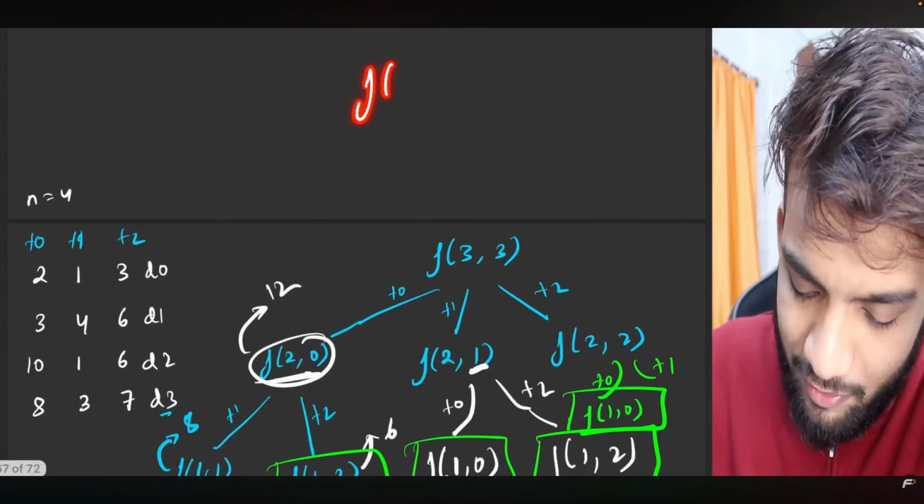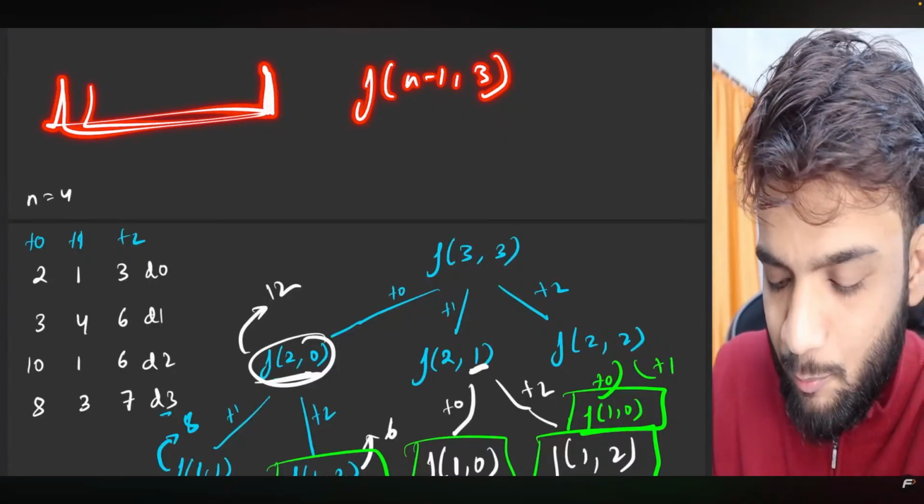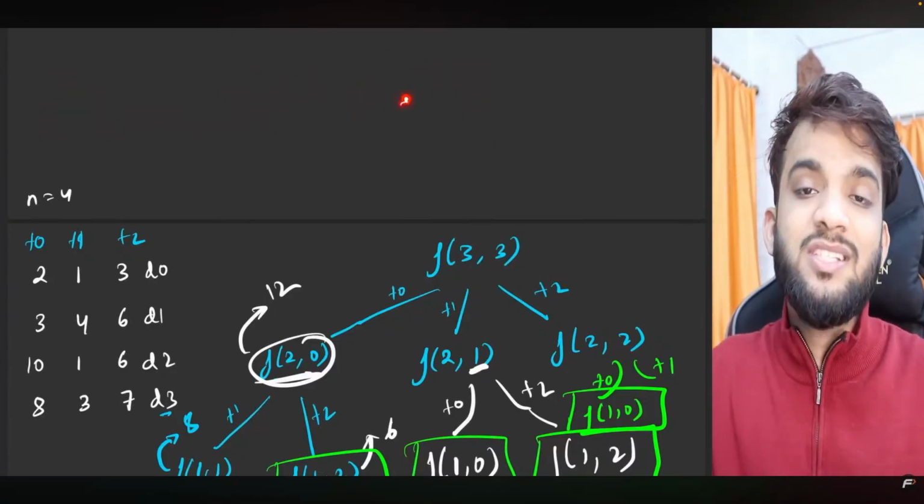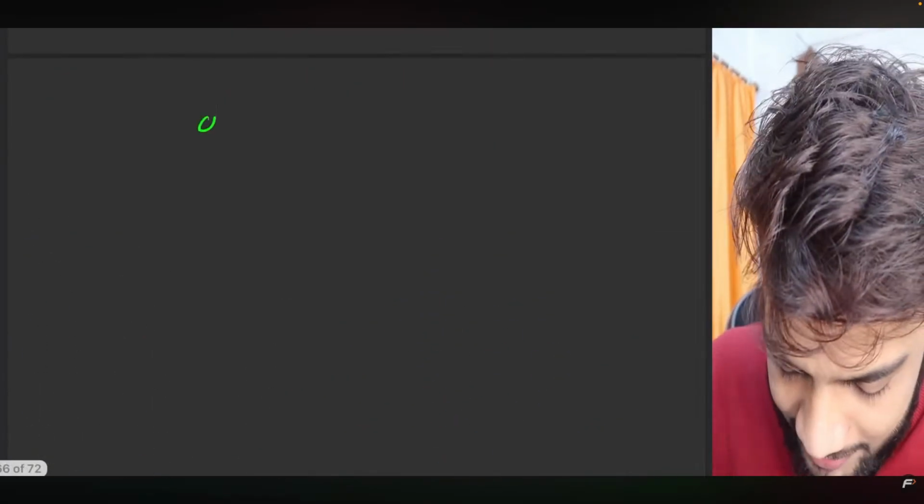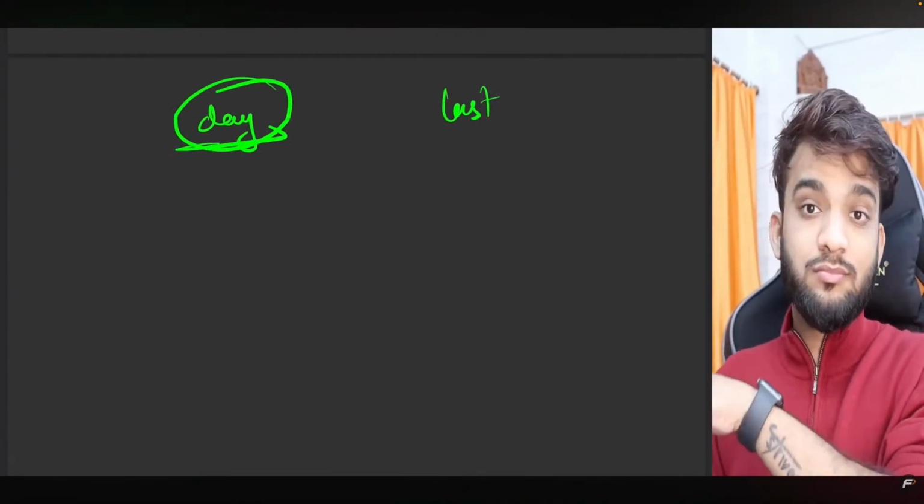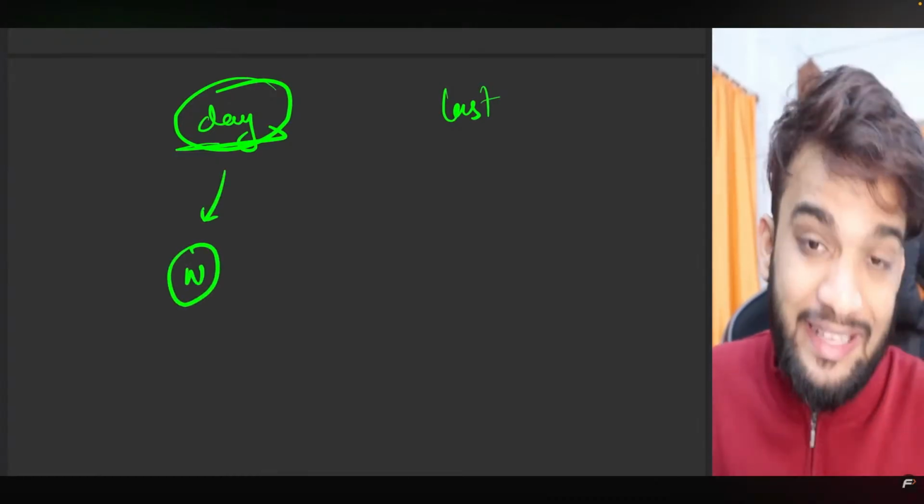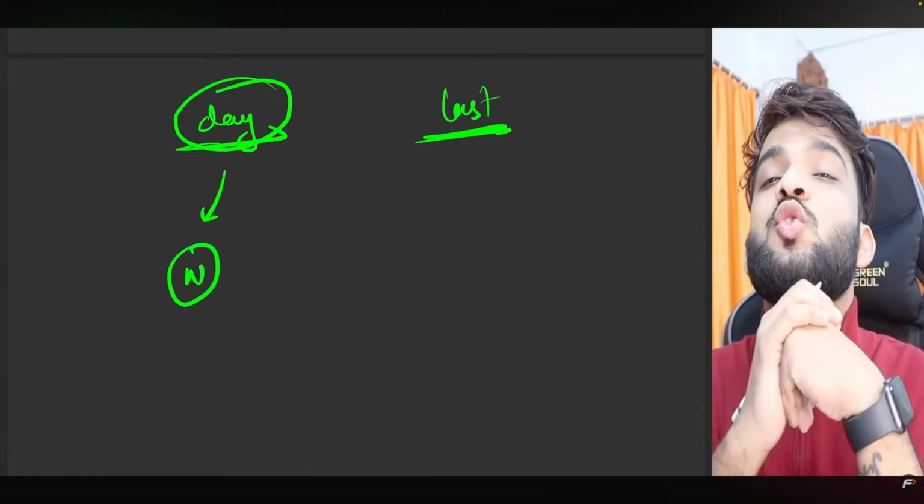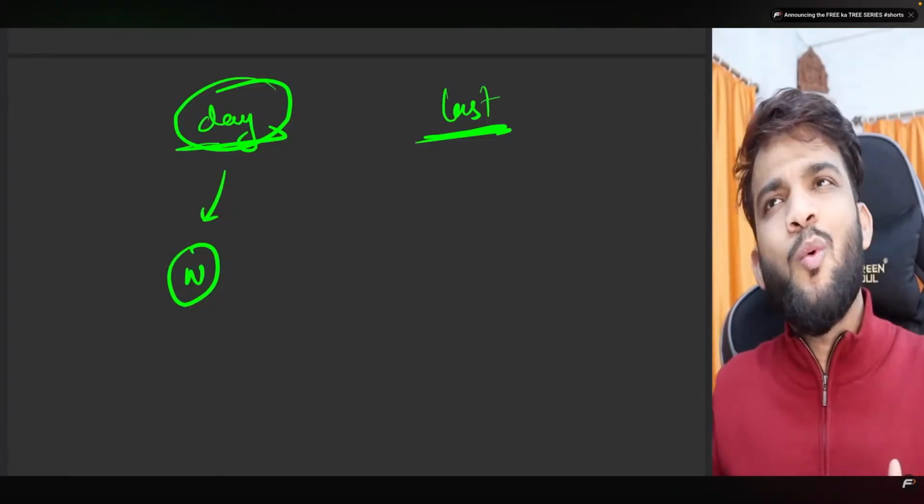Like we are being asked f of n minus 1, 3, stating give me the entire array's maximum earning points, given that task 3 has been done. So there are two dependent guys: the first is day, and the next is last. How much is the value of day? It can be 0, 1, 2, till n minus 1. So there are n different values that day can have. What is the possible value of last? Last can be 0, 1, 2, 3, nothing more than that.